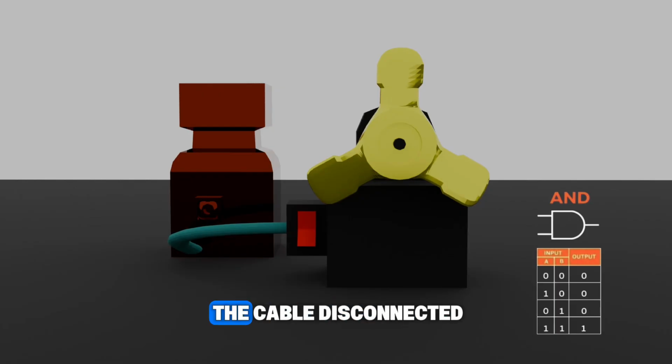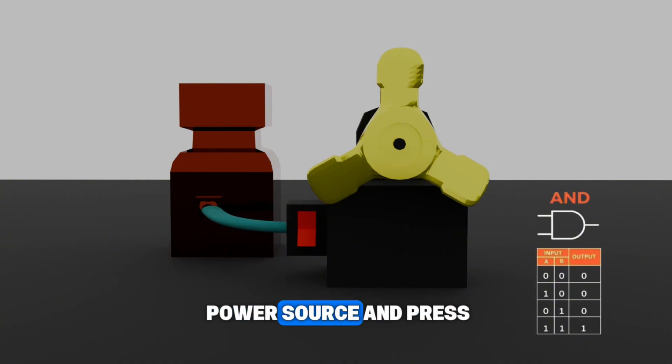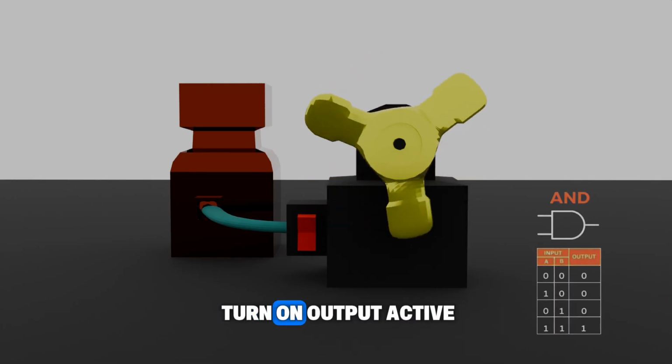Now let's try leaving the cable disconnected. First input inactive, and pressing the button on the fan. Second input active, the fan still won't turn on, output inactive. But when we connect the cable to the power source, and press its button, first and second input active, then the fan will turn on, output active.